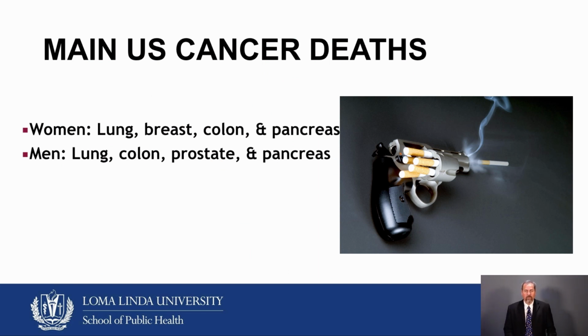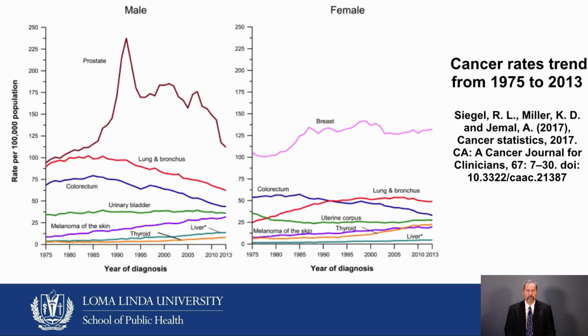The main cause of cancer deaths, summarizing what I said there, are lung, breast, colon, and pancreas for women. And then for men is lung, colon, prostate, and pancreas. And I would say all of them somehow are related to smoking. Of course, lung is very clear, but the other ones, breast, pancreas, colon, prostate, also are indirectly or in a portion related to smoking.